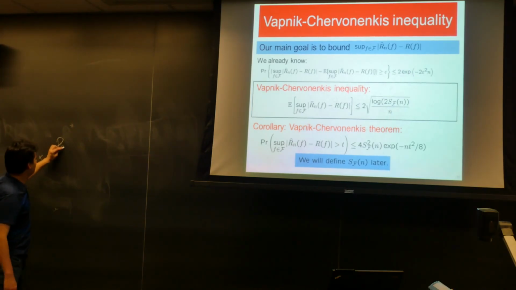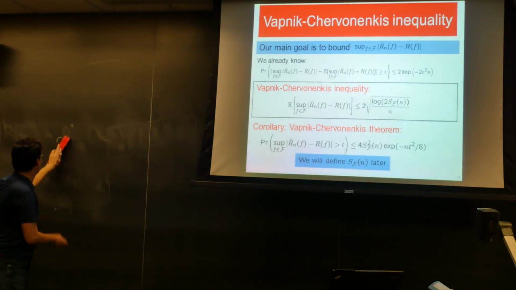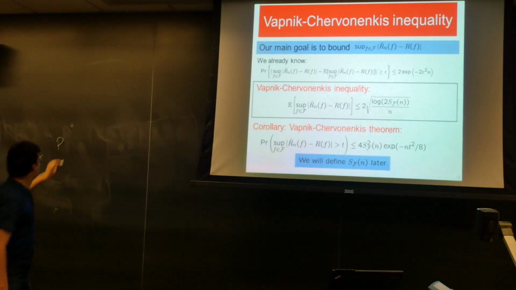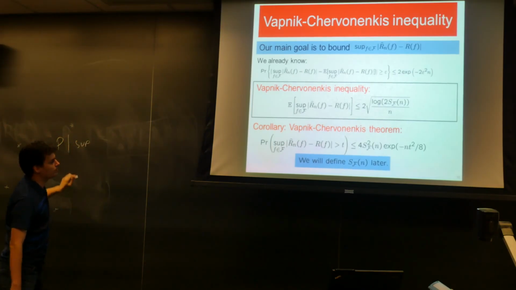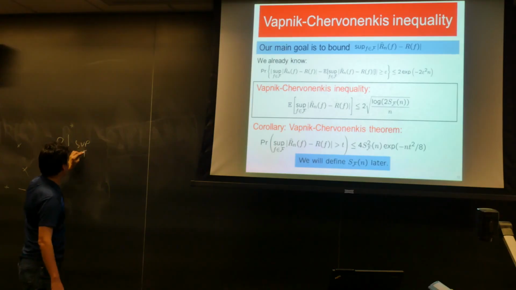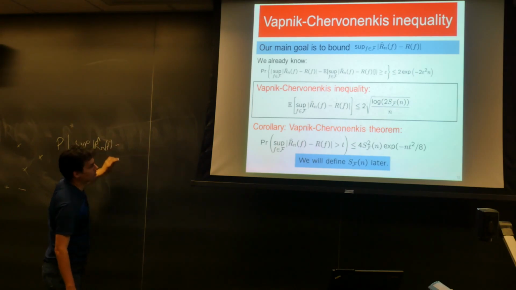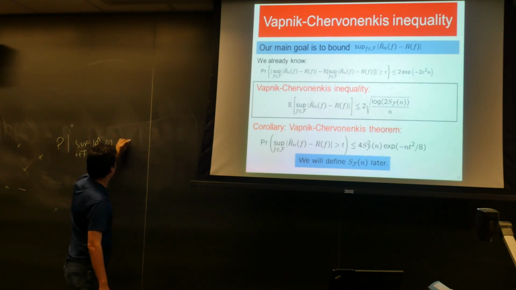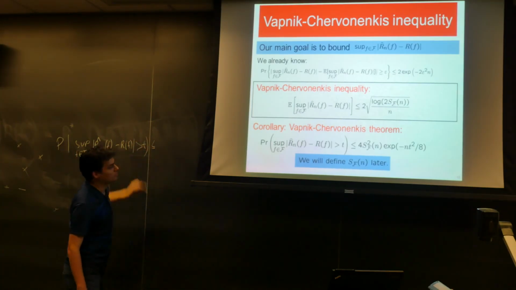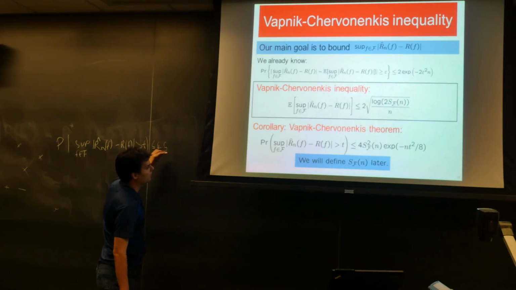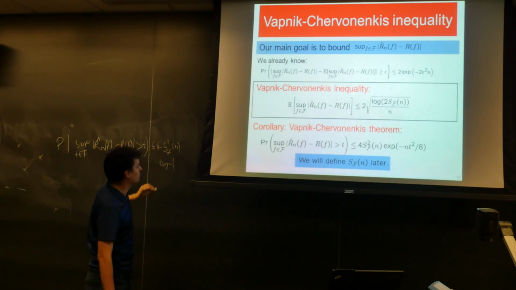So this theorem says that the probability that the supremum over f in function class F of the empirical risk of f minus the true risk of f, which is a random variable, is bigger than t is smaller than 4 times the shattering coefficients times an exponentially decaying term.